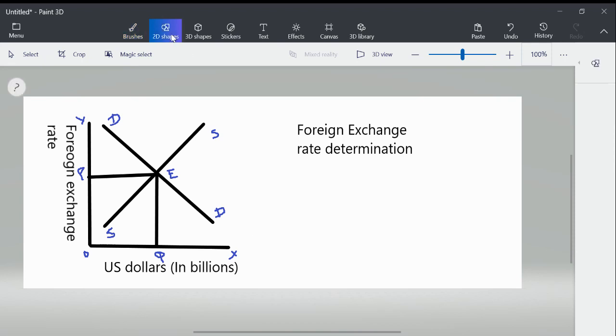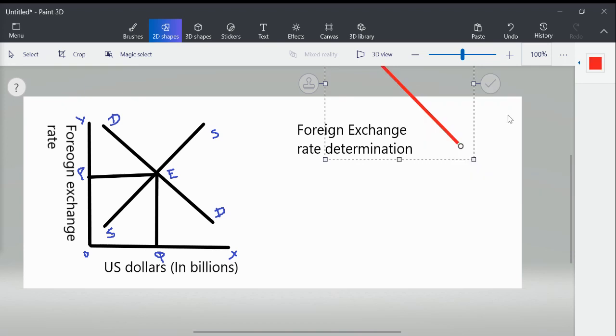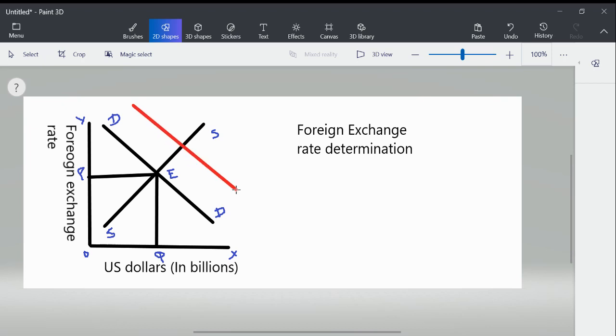Now we are going to see what happens when there is a shift in the demand curve. So we will change the color to red. Let us see. When the demand curve shifts from D to D1, this is a new demand curve.